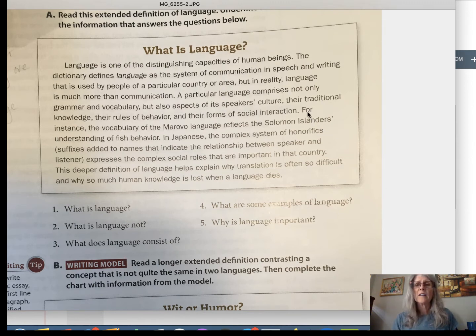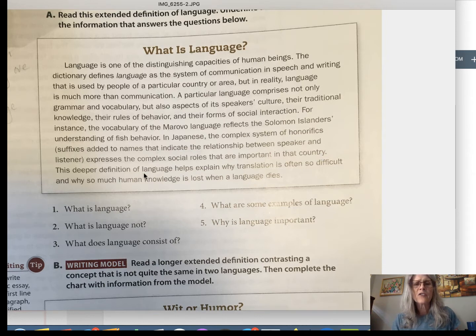So let's go back to that. For instance, the vocabulary of the Marvaro language reflects the Solomon Islanders' understanding of fish behavior. Okay? In Japanese, the complex system of honorifics, those are suffixes added to the names that indicate the relationship between the speaker and the listener, whether it's grandmother, grandfather, aunt, stranger, teacher, those kind of things, okay? Expresses the complex social roles that are important in that country. So again, this is giving examples of what language consists of in the culture.